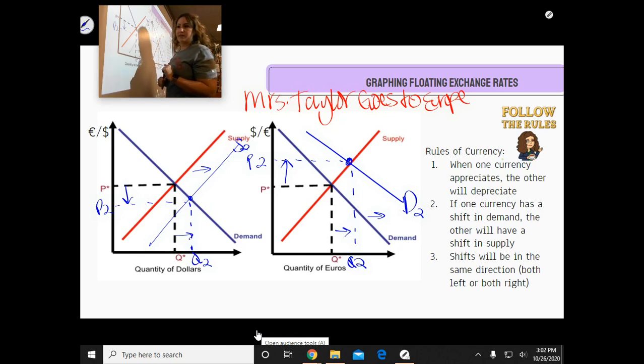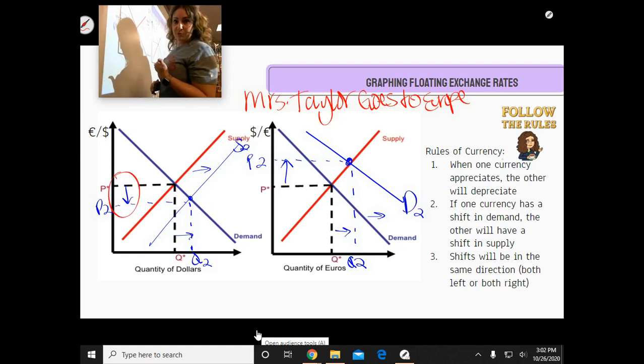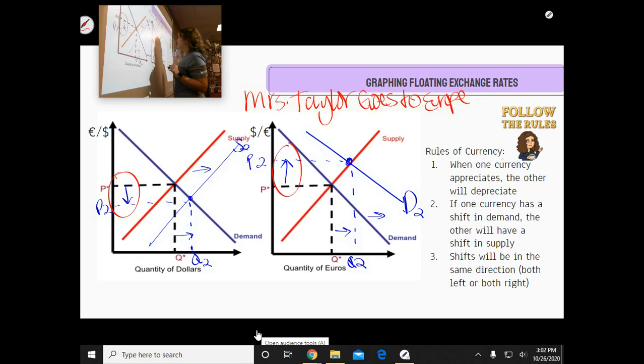Okay, so here's the thing. Let's say if we did all of our rules. Let me check. When one currency appreciates, the other currency will depreciate. Well, we just had the dollar graph over here do something and the euro graph over here. Let's see what happened to the price. The price of the dollar fell. That's called depreciating. The price of the euro went up. That's called appreciating.